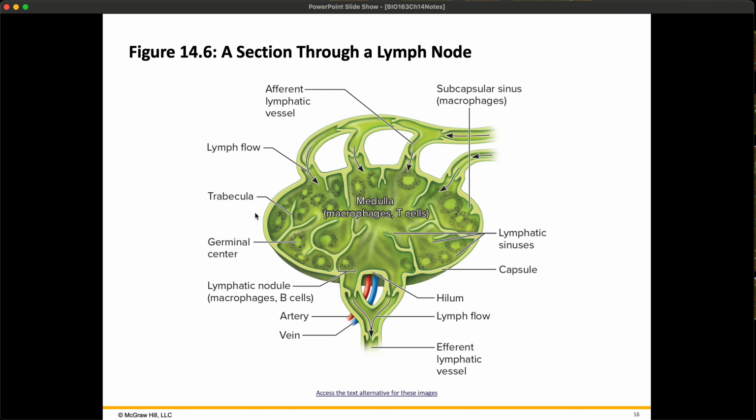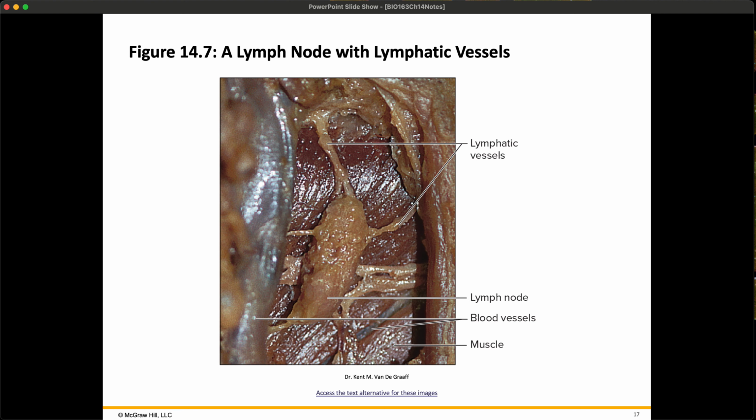Here's a nice little depiction of that. You can see these afferent vessels arriving, and these efferent vessels, technically two, that are leaving. And then, of course, because this is an organ, it has its own blood supply to make sure it's staying nourished and getting fresh leukocytes for immune filtration. There you can also see a lymph node, and it has its lymphatic vessels all around it, and blood vessels too.